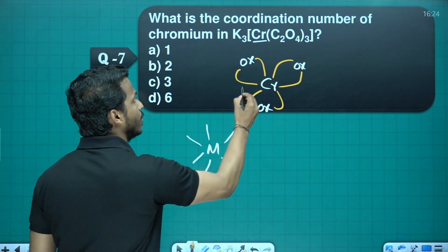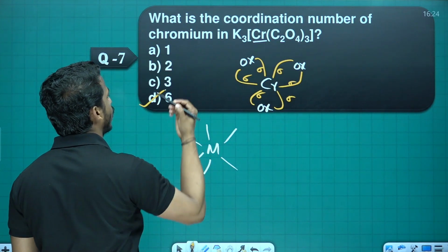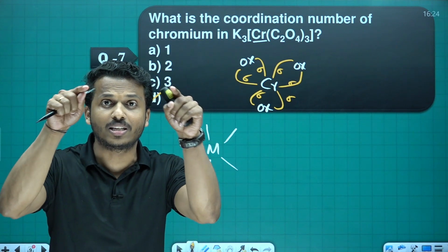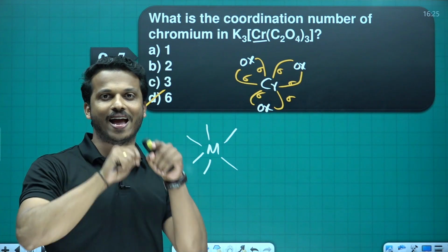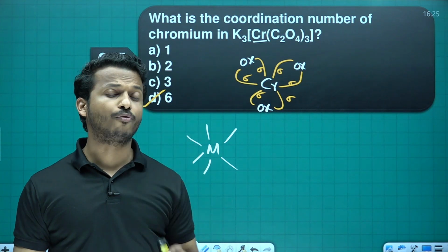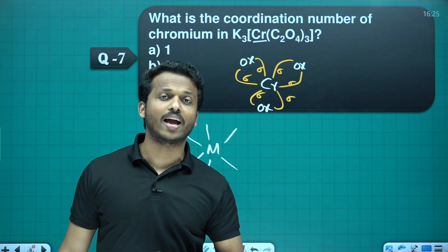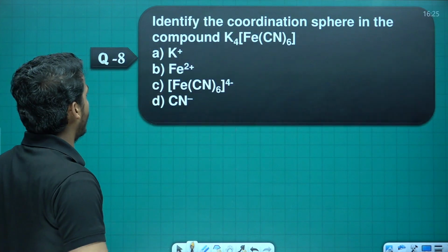So what is the number of sigma bonds? 1, 2, 3, 4, 5, 6. So 6 is the coordination number. What do you mean by coordination number? It is the total number of sigma bonds around the central metal atom which are created by the ligand. ox, C2O4 is ox. That is oxalato. Oxalato is a bidentate ligand. So 1 ox provides 2 sigma bonds. So this is the maximum sigma bonds.